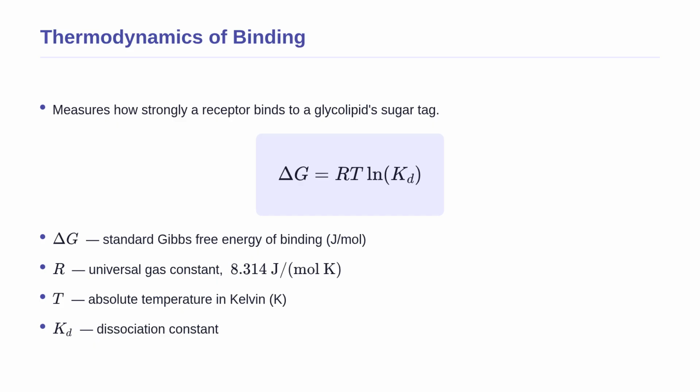Delta G represents the standard Gibbs free energy of binding, measured in joules per mole. R is the universal gas constant. T stands for the absolute temperature of the environment in Kelvin. Finally, Kd is the dissociation constant. A smaller Kd means a tighter bond, which mathematically results in a more negative delta G, indicating a highly favorable and spontaneous binding event.